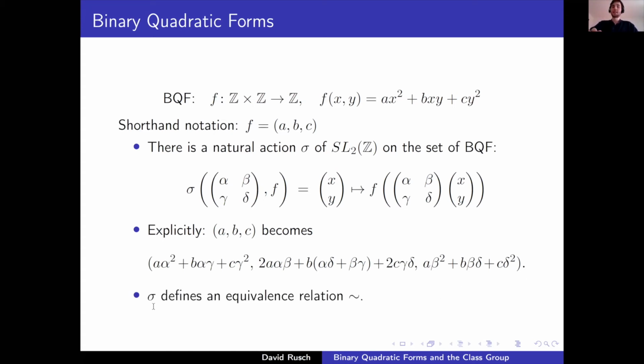Yes, and as every group action does, sigma also defines an equivalence relation, which we just call tilde. And two elements are equivalent if there exists some matrix such that one element can be transformed into the other using the matrix. Or in other words, the orbits of sigma define the equivalence classes.